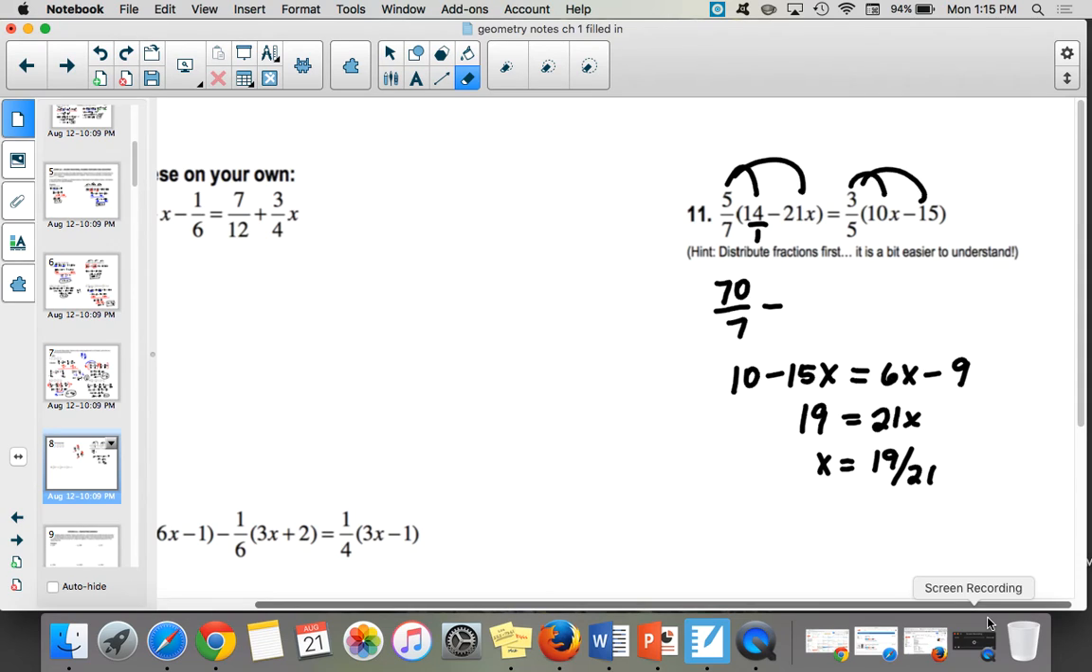So on that one, you can distribute, which actually cleared the fractions for us anyway. The next one, it's not going to clear the fractions because I have negative 1/6 times 3. I'm still going to have a fraction. So then you would do that next step where you clear the fractions.